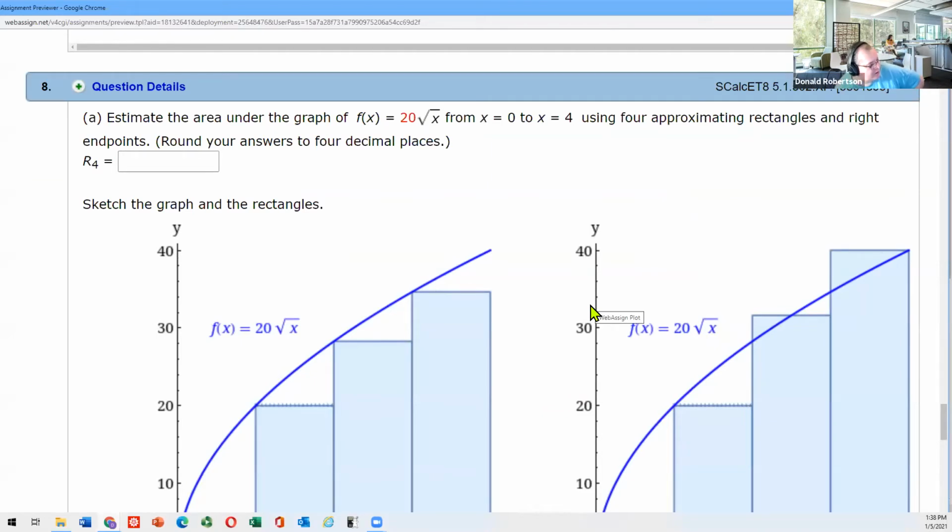Here's another one. 20 square root of x. Okay, that one I think I'll do, because that one has some information that the others didn't have. So f of x is 20 square root of x. We're going to do it from x equals 0 to x equals 4, and we're going to find R4. So everything I need to know I've written down.